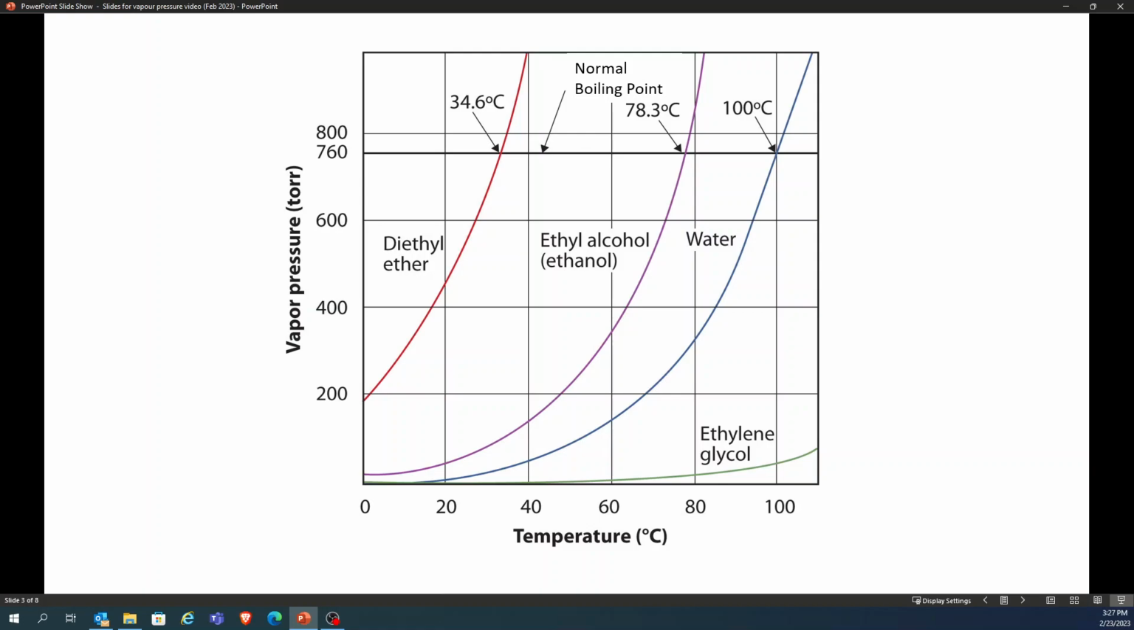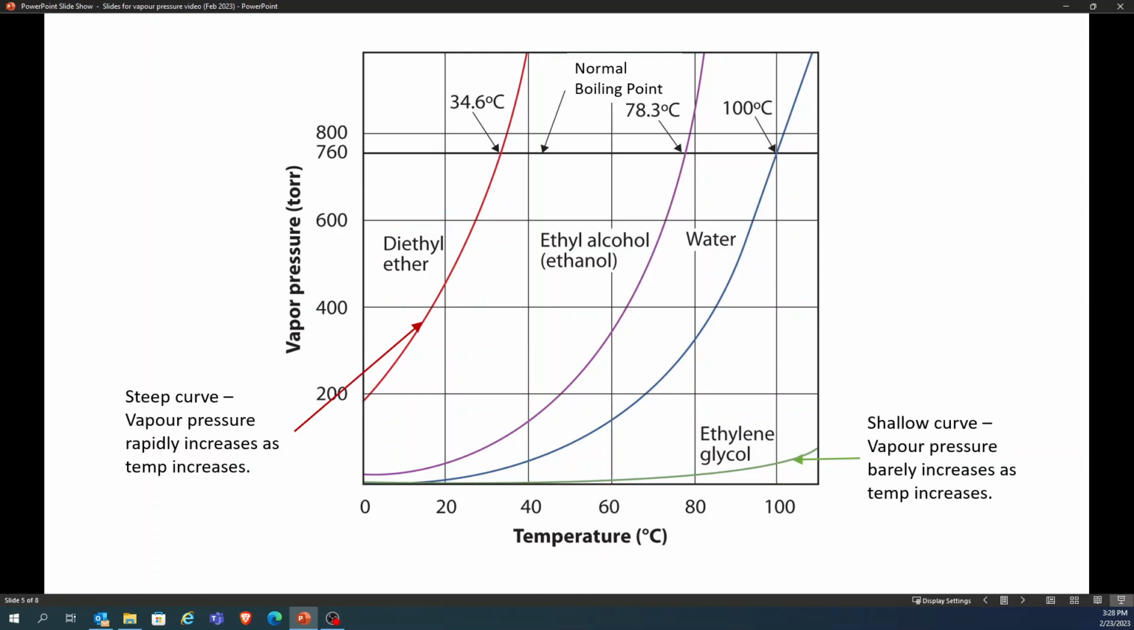Let's focus our attention on diethyl ether in red and ethylene glycol in green. You'll note that diethyl ether has a very steep curve, meaning its vapor pressure rapidly increases with very small increments in temperature. Whereas if we were to look at the ethylene glycol curve, we would see that it hardly changes very much with increasing temperature.